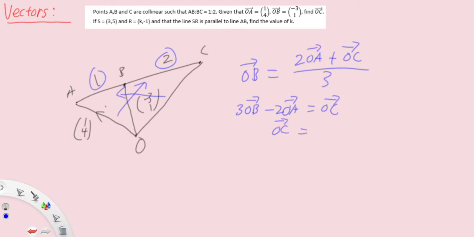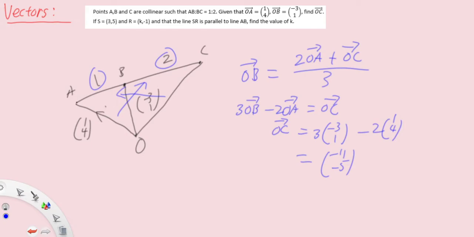So we have the vector OC equals 3 of OB, so it's 3 of (-3, 1) minus 2 of (1, 4). And if we do this fast enough, (-11, -5). Minus 9 minus 2 is minus 11. 3 minus 8 is minus 5. And that is simply the vector OC.